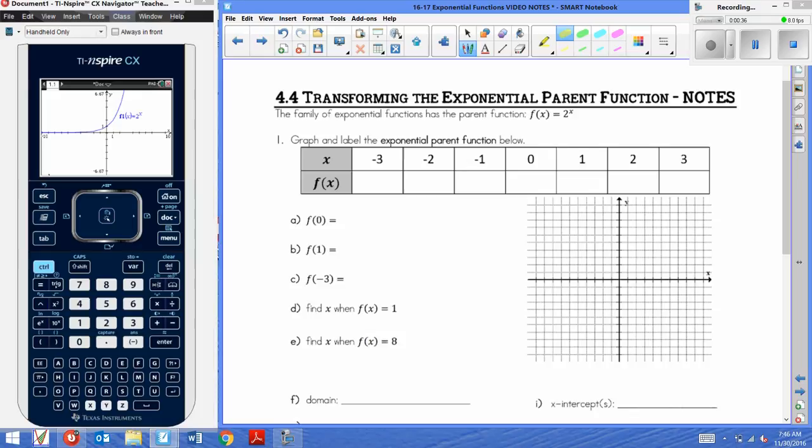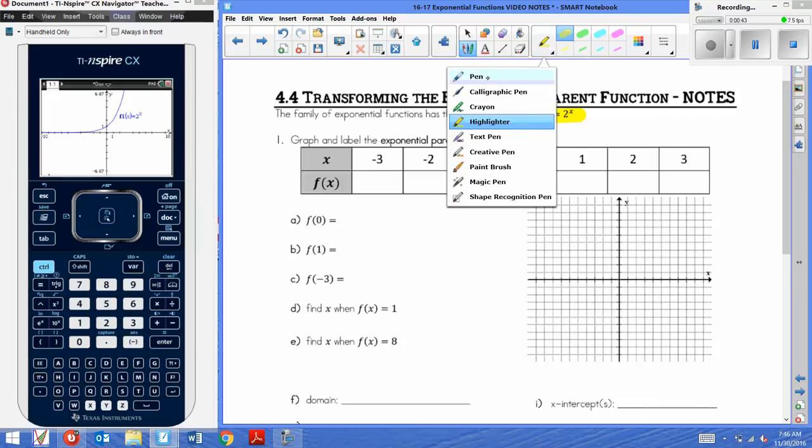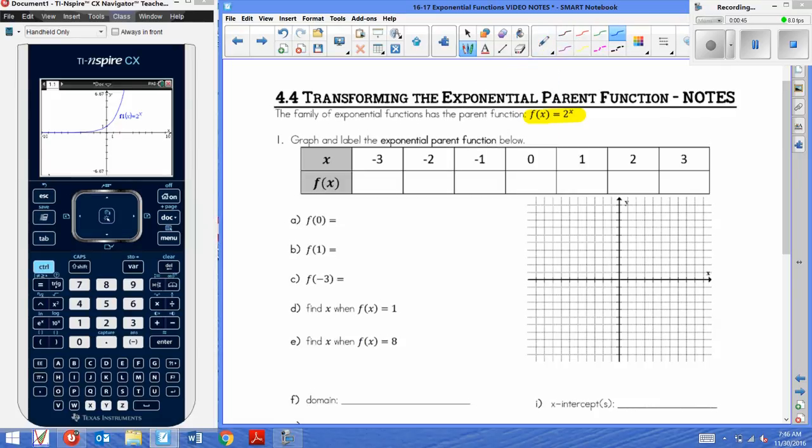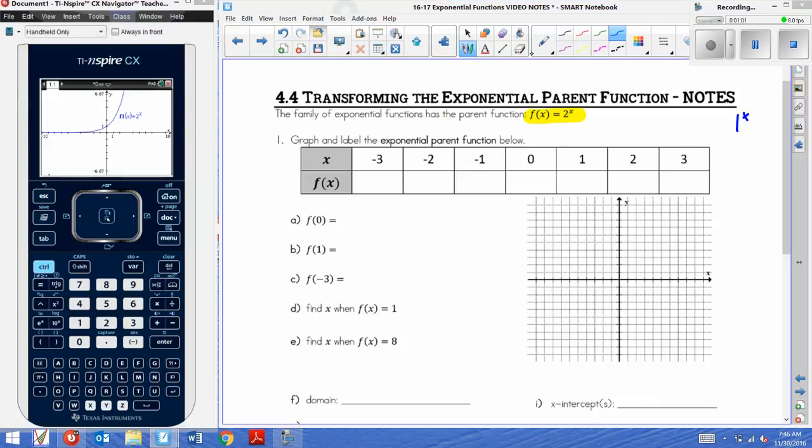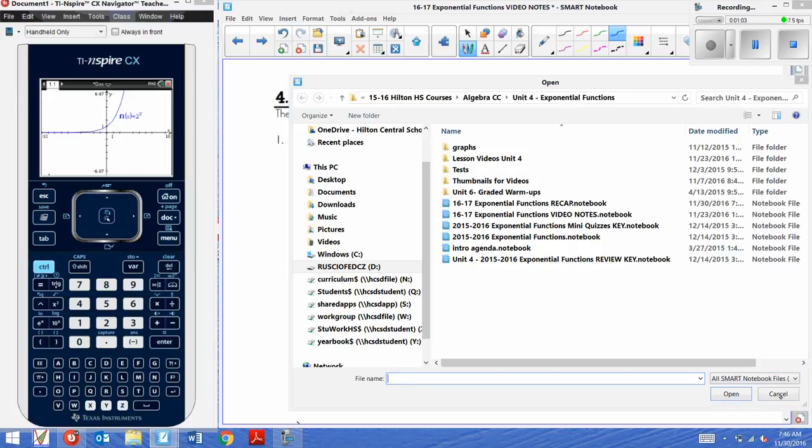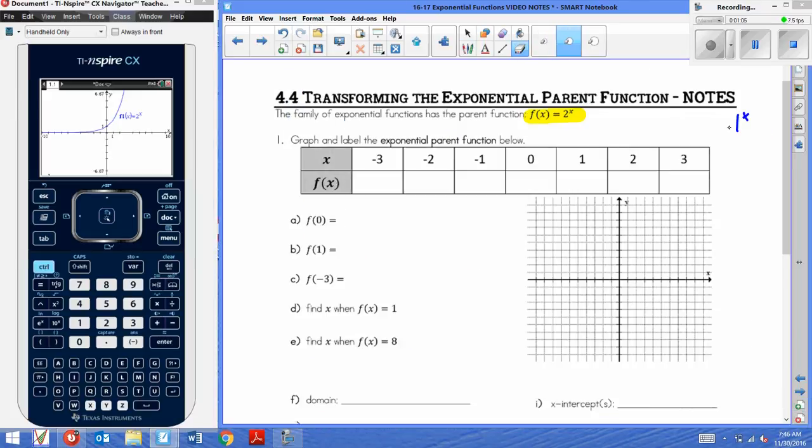So without further ado, let's graph and label the exponential parent function, which is f of x is equal to 2 to the x. You might wonder, well, why is it not f of x is equal to 1 to the x? Well, if we had f of x is equal to 1 to the x, and I kept putting in different powers, 1 squared or 1 to the 10th power, or no matter what you put as the exponent, you will get an output of 1. So that's why we don't use our exponential parent function as 1 to the x.